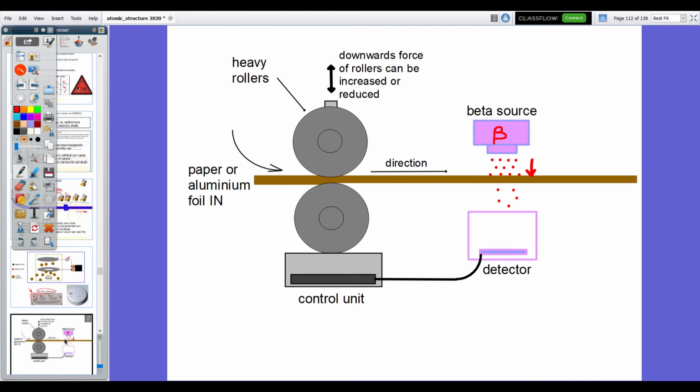Okay, another use. Let me explain what we're looking at here. Hopefully you can see here, this is a beta source. What I'm trying to demonstrate here is the process by which either aluminium foil or paper is made in a paper mill. Let's just talk about paper.